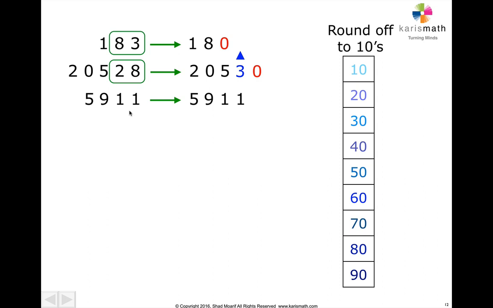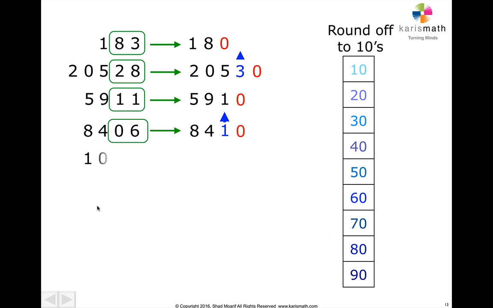5,911, what does that become? Say the whole number. 5,910. Very good. Okay, what about this one? 8,406. How do we treat 6? It's more than 5, so treat it as an extra 10. Add 10 here, and it becomes 8,410. Very good. Increases by 1. This is a 0, and there's your answer.